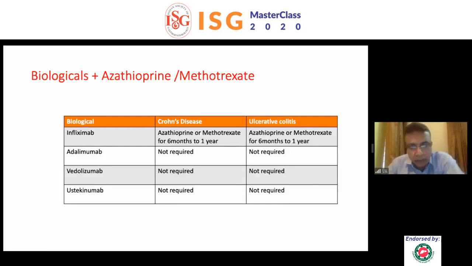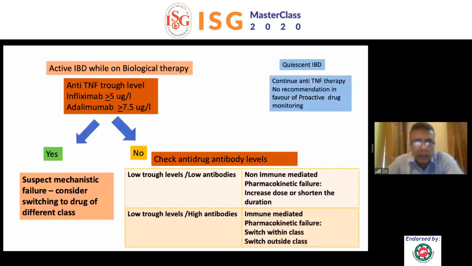And therapeutic drug monitoring, I'll talk about in the next year. So if patients are doing well while on biologics, do not do any therapeutic drug monitoring. You do not really need to spend the patient's money on that. If a patient while on biological therapy has active IBD, measure anti-TNF drug trough levels, which should generally be more than 5 for infliximab, more than 7.5 for adalimumab. If the trough levels are high and the patient still has active IBD, then you know it's a mechanistic failure.